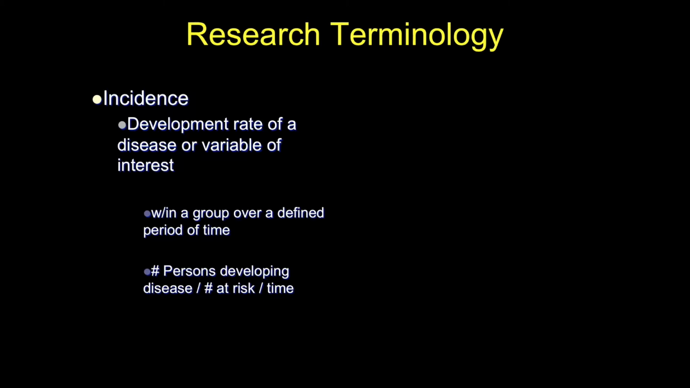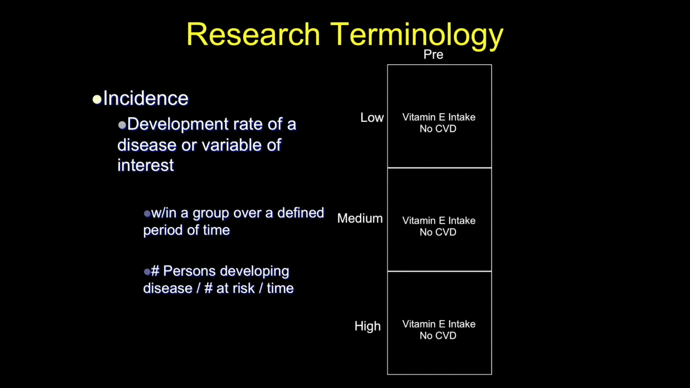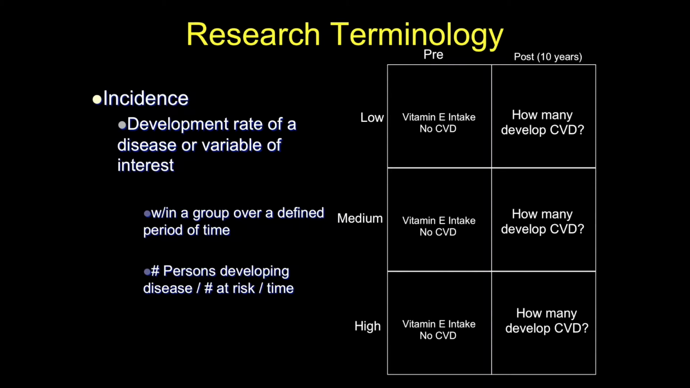So as an example here, we're going to use vitamin E intake again and cardiovascular disease. And so we've got 3 groups here of vitamin E intake: low, medium, and high. We have baseline measures here, the pre, measuring the vitamin E intake and making sure that none of those individuals have cardiovascular disease. We measure these folks 10 years later, and we determine how many of them developed cardiovascular disease. That's the incidence. What was the rate? So this tells us the rate of development over a period of time. In this case, it was 10 years.